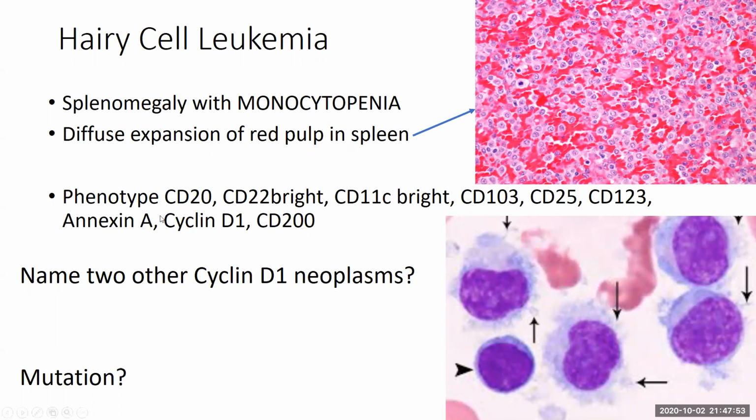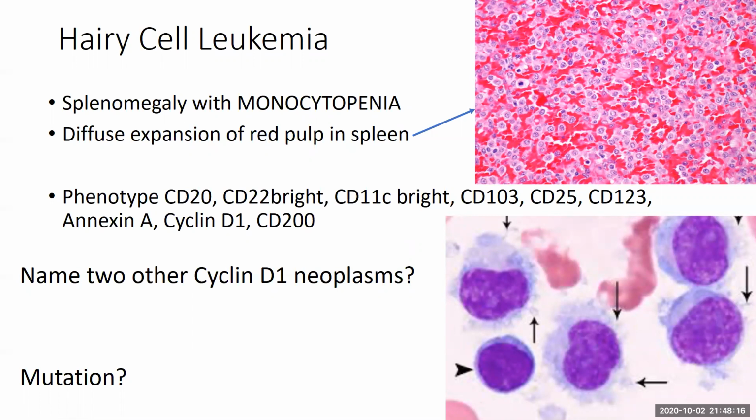These two help phenotypically differentiate hairy cell from splenic marginal zone lymphoma and some of the other low-grade lymphomas that can present in circulation. So can anybody name two other cyclin D1 neoplasms?